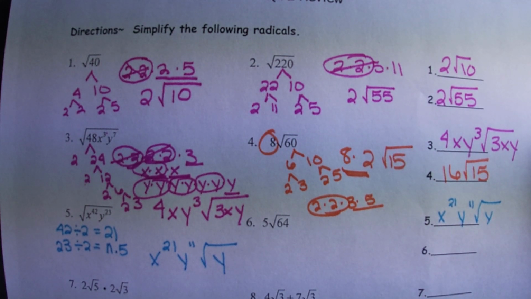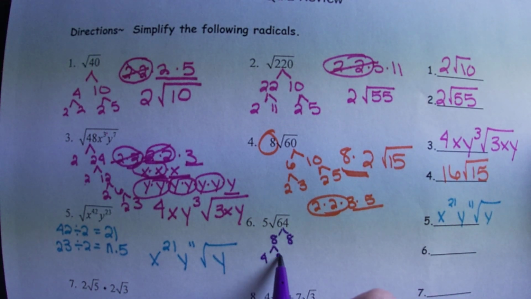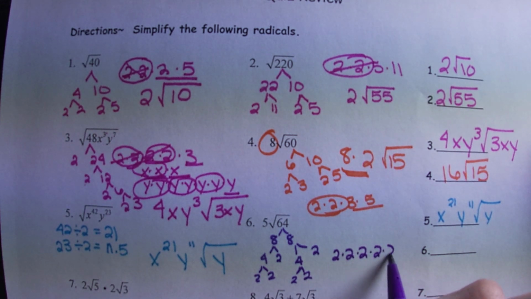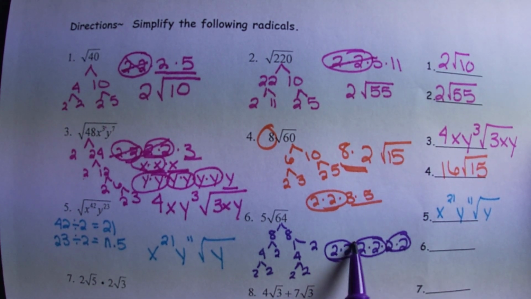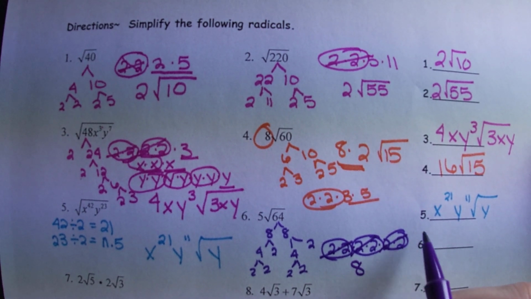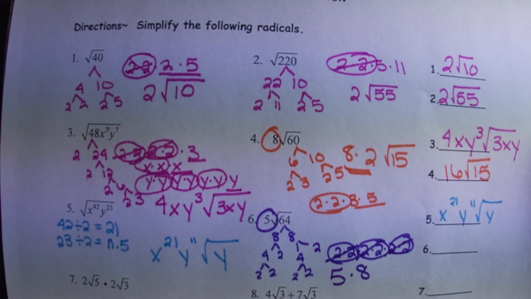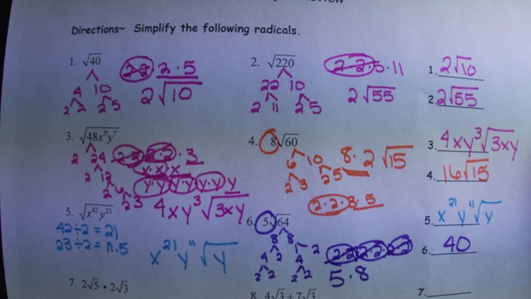Number 6. Factor. So 1, 2, 3, 4, 5, 6 2's. So 2 times 2 is 4. 4 times 2 is 8. 8 comes out in front. There's nothing left over to put inside, so we don't even write down the square root symbol. We do have to remember that that 5 was still out there. So 5 times 8 is 40. We can answer 40.